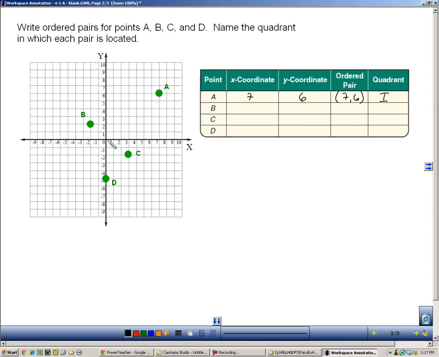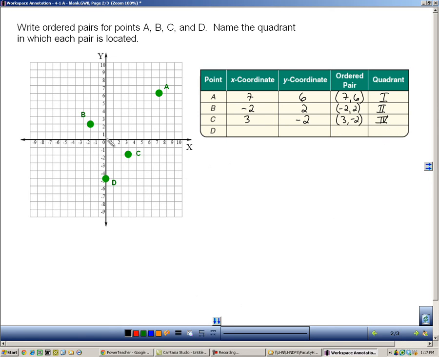Let's look at B now. B is to the left on the x-axis. It's to the left 2 units, which is a -2 for the x coordinate. And then we go up 2 on the y-axis, which is a +2. That creates an ordered pair of -2, 2, x value first, y value second. And what quadrant is this upper left quadrant? That is the second one. C is to the right 3, so a +3 x, and down 2, down is negative in the y's. So 3, -2 is my ordered pair. This quadrant down here is quadrant 4.